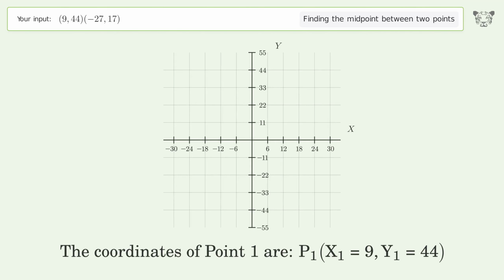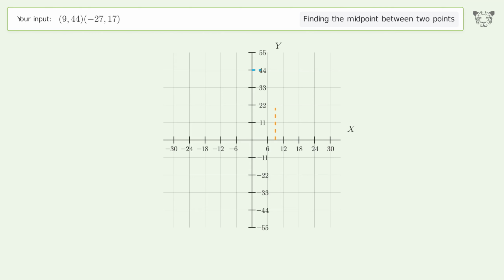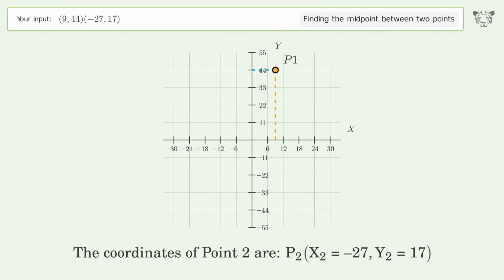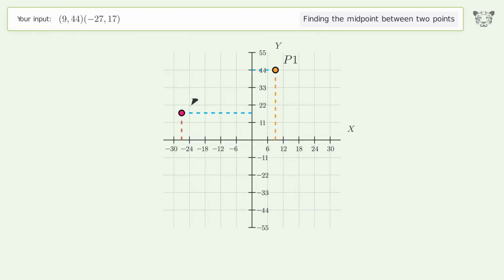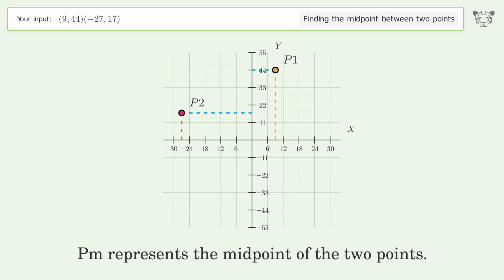The coordinates of point 1 are x1 equals 9, y1 equals 44. The coordinates of point 2 are x2 equals -27, y2 equals 17. PM represents the midpoint of the 2 points.